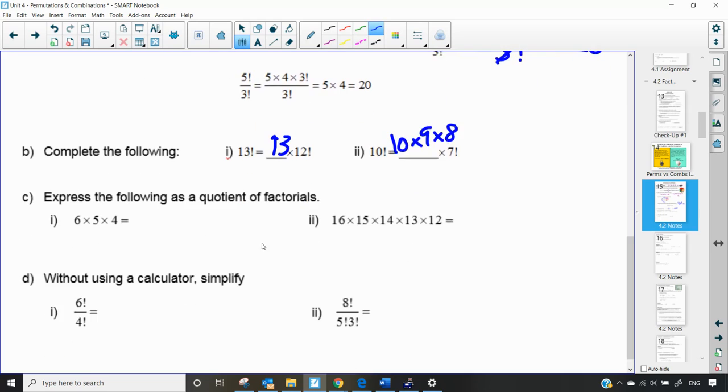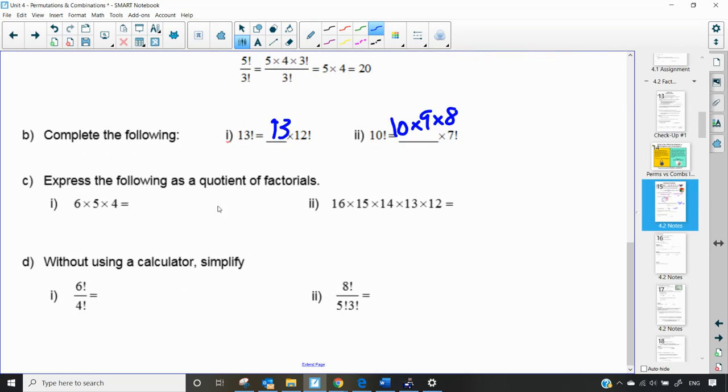We're going to look at some other examples here. Again, we're just building on that concept, seeing how this can be used in a variety of ways. Express the following as a quotient of factorials. Well, 6 times 5 times 4. This would have started off originally as 6 factorial, and what's missing at the end is the 3 factorial. So that's what we would have divided out. So 6 factorial divided by 3 factorial. If you want to see how that works, we would have gone 6 times 5 times 4 times 3 factorial all over 3 factorial, and these would have canceled.